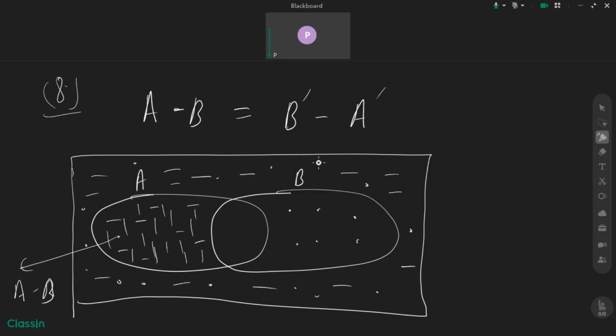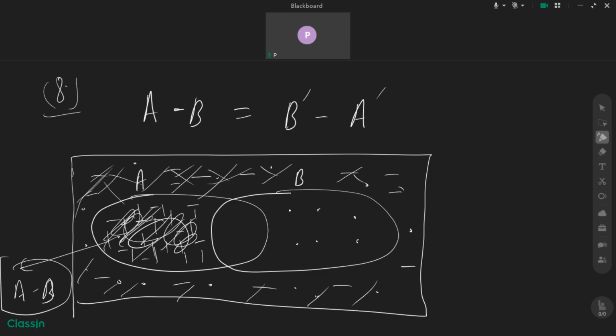And if I see B complement minus, now B complement comprises this region and outside region. And A complement consists of this region and outside region. So when I subtract from B complement, since B complement has this region and this region, when I subtract the A complement from it, in A complement, the only region that is common with B complement is this region. So when I subtract this one, I am left with just this one. So this is A minus B. So in this way, the property is proved. So let's move to next one.